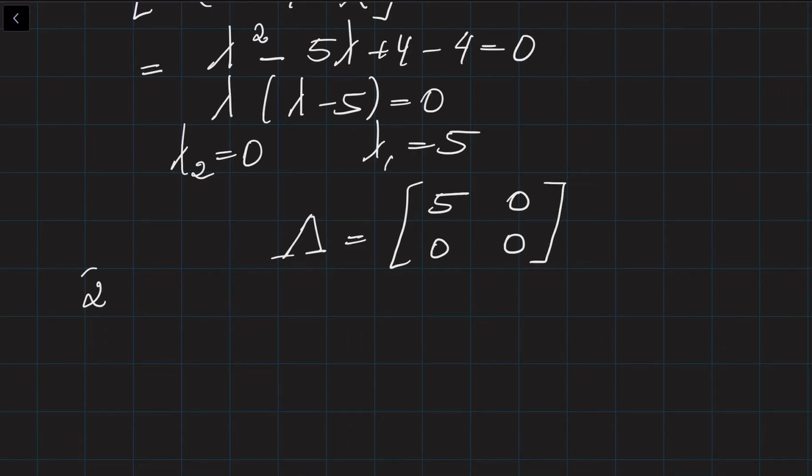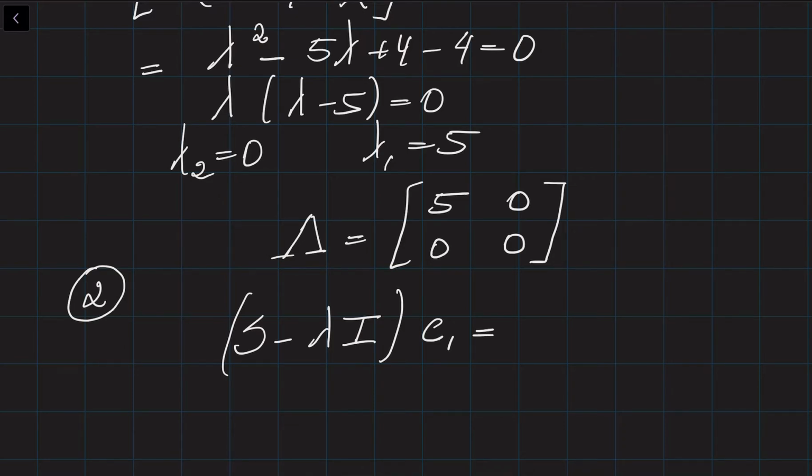Now, in step number 2, we're going to find the eigenvectors of this matrix S. If you remember, in order to find the eigenvectors, we need to construct this matrix S minus lambda I, and we need to find this vector S1, let's say, so that the multiplication of this matrix by this vector gives you the 0 vector. In this case, this matrix has its determinant equal to 0. This is how we choose this lambda, so the determinant is equal to 0.